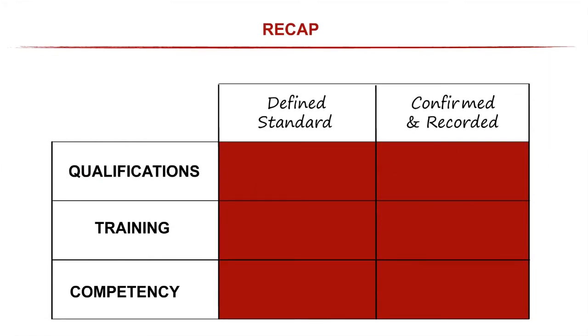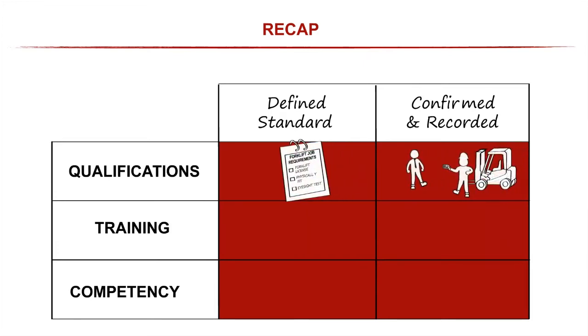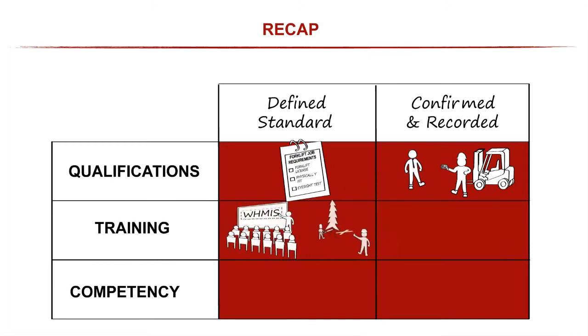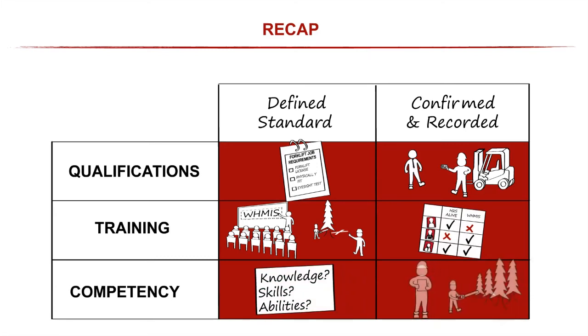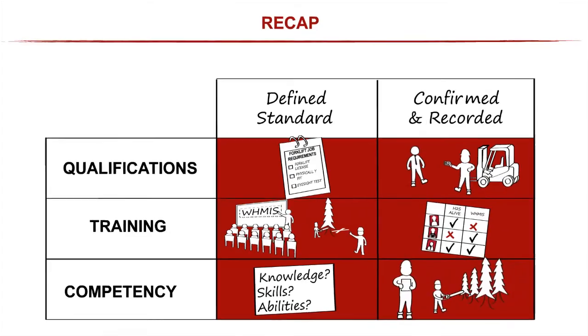For qualifications, what do they need to have before they start work? Does the company make sure they have it? For training, what formal or informal training is required to do a job properly and safely? Is the company ensuring all of the training is completed? And for competency, what are the knowledge, skills, and abilities a worker in a certain position needs to perform to a particular level? Is someone observing and confirming these competencies are there?